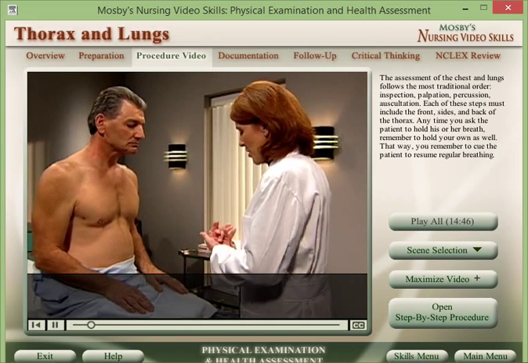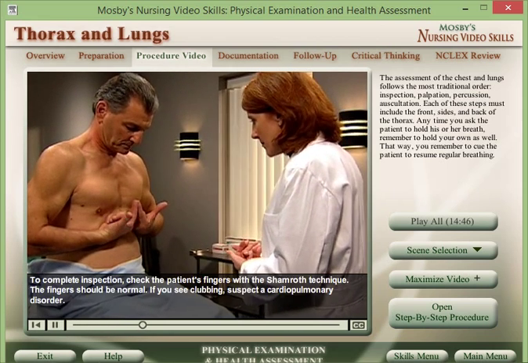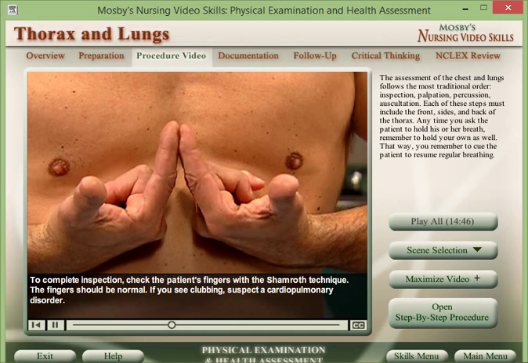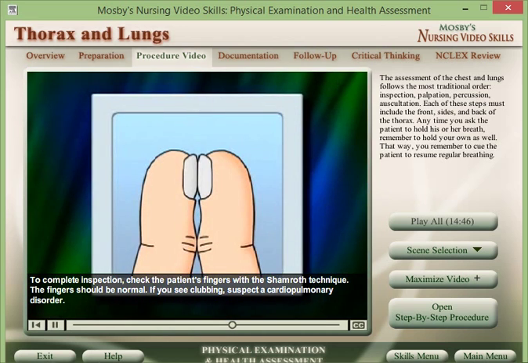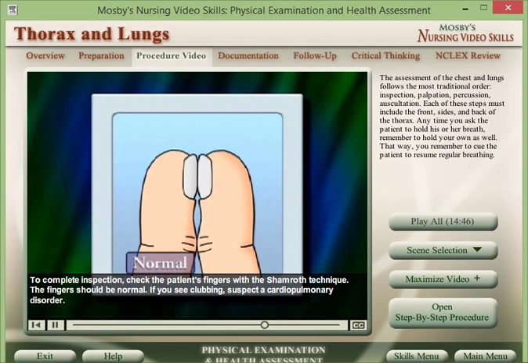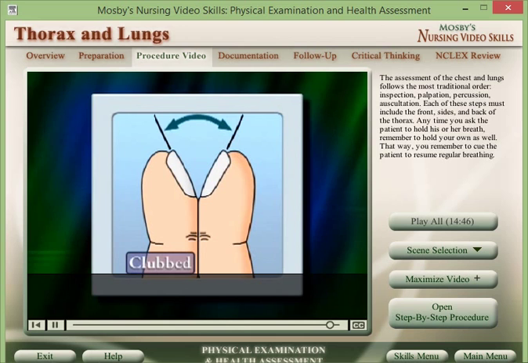I'd like you to put your finger pads together like this for me, please. To complete inspection, check the patient's fingers with the Shamrock technique. The fingers should be normal. If you see clubbing, suspect a cardiopulmonary disorder.